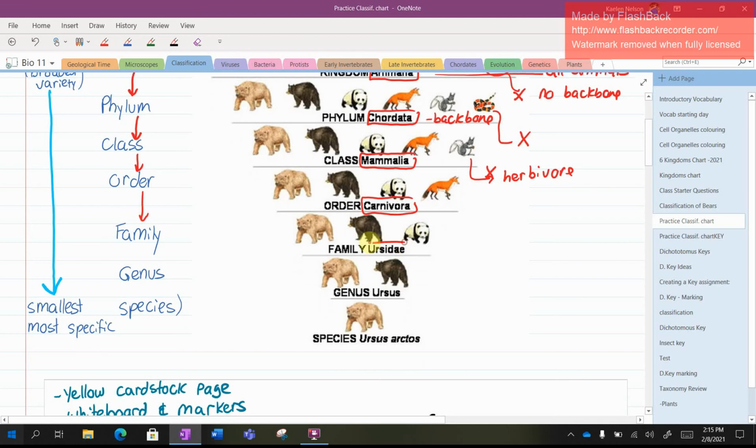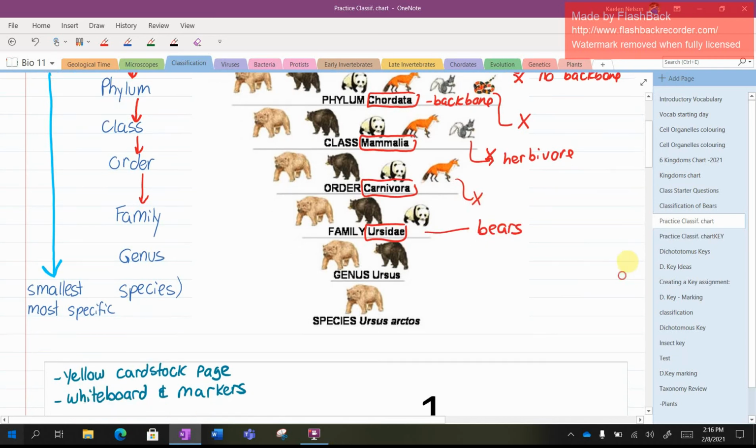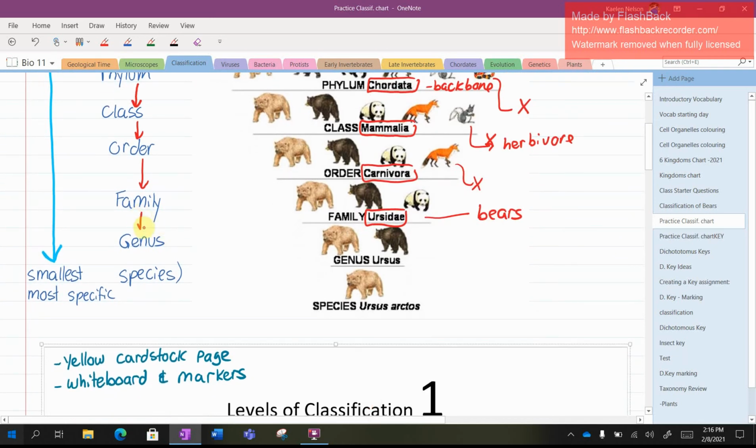Moving down to the family, we get to Ursidae. This is basically the bear family. So our fox here did not make it into that next level. Then we have genus, which is our most specific types of bears. The Ursus genus is the bears, and the species, Ursus arctos, which in this case I believe is our grizzly bear.